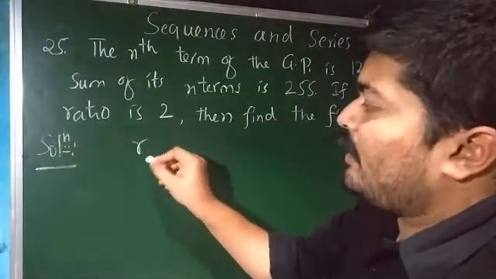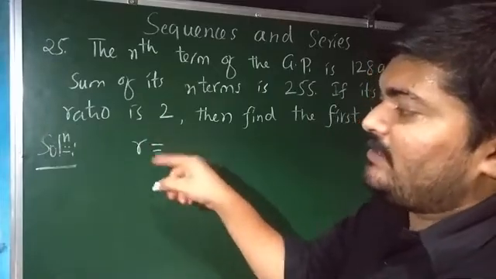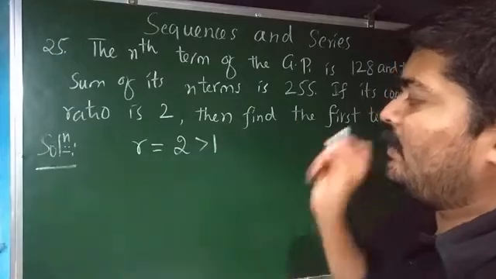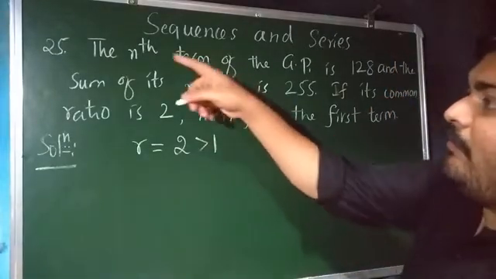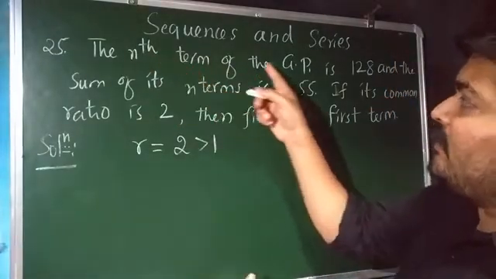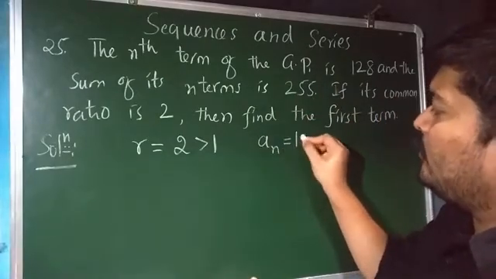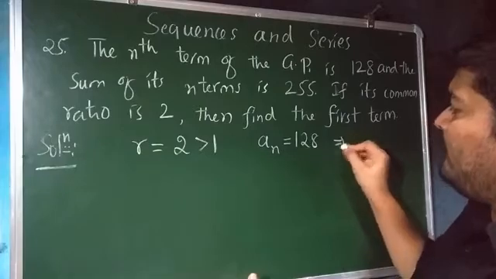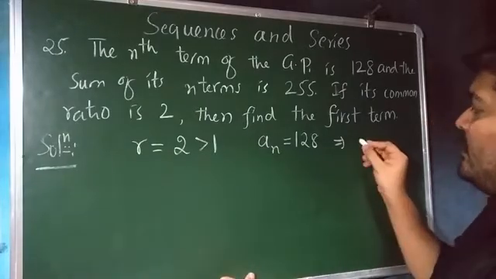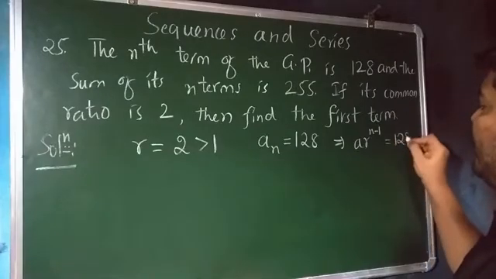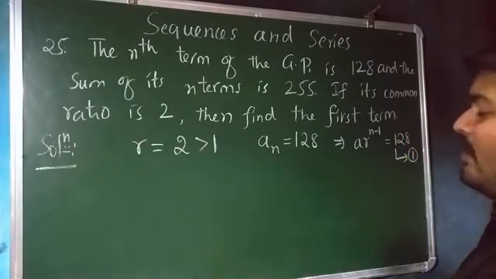Now, what they have given over here, the common ratio, that is indicated as small r, is equal to 2. Note that it is strictly greater than 1. Further they have given that the nth term of the GP is 128. That implies an is equal to 128. Now apply the formula for the nth term of the GP, that is a into r power n minus 1, equal to 128. Call it equation number 1.